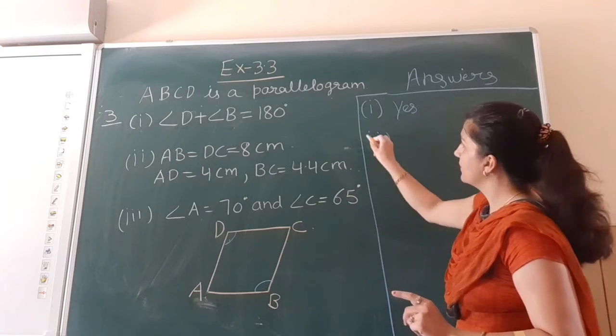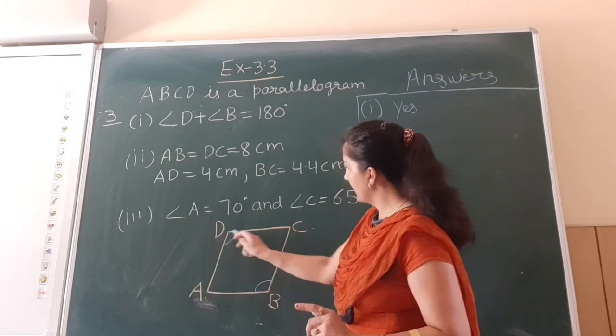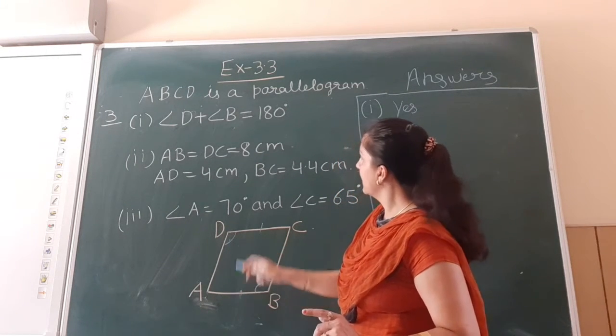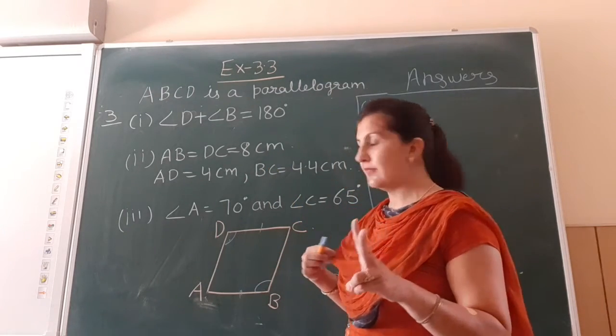Second is AB equal to DC. Yes, this is the condition. The measure is given as 8 cm. Both are equal. In a parallelogram, opposite sides are equal.